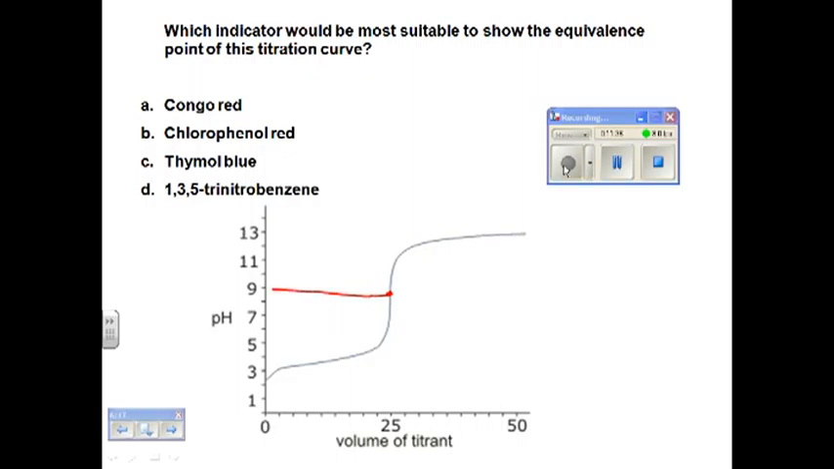Right? So now you look at these options, and you want to find out which of those change where 8 is in the middle. And Congo red is not on your chart. This must be an old exam. It is. Oh, that was when I added it to the end. It's 3 to 5. Chlorophenol red is 5.2 to 6.8.